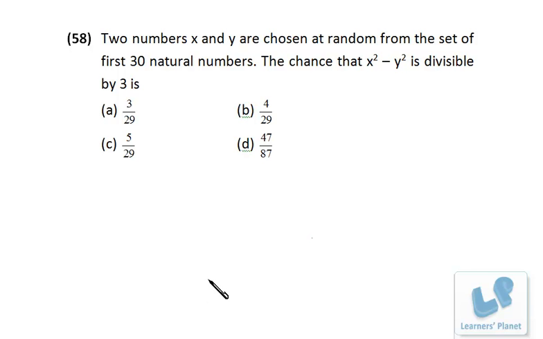Two numbers x and y are chosen at random from the set of first 30 natural numbers. The chance that x square minus y square is divisible by 3. A very interesting and conceptual problem, friends. See, if x square minus y square is to be divisible by 3, what are the factors of x square minus y square? That's x minus y into x plus y, right? Now if this product is divisible by 3, then at least one of them should be divisible by 3, either x minus y or x plus y, right?